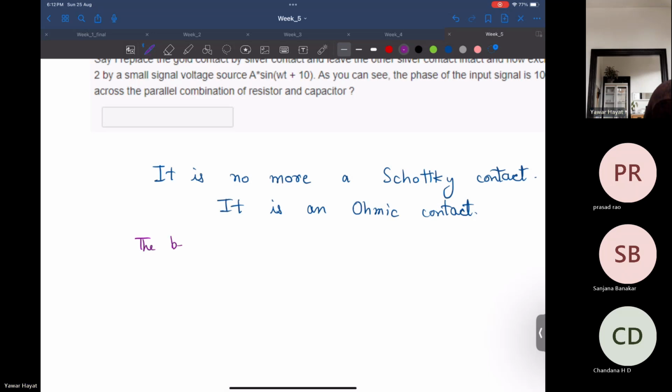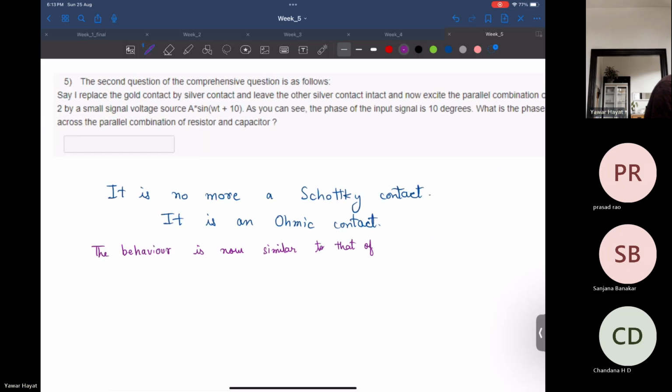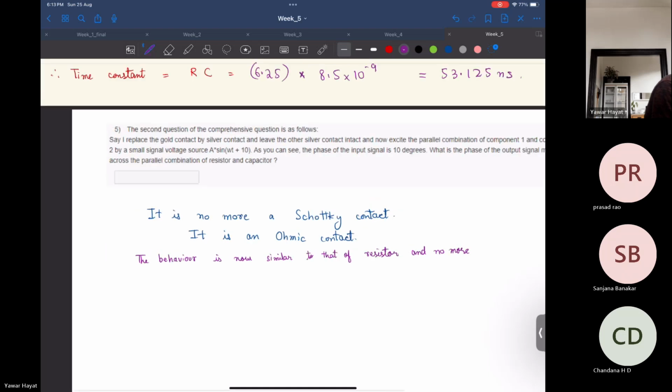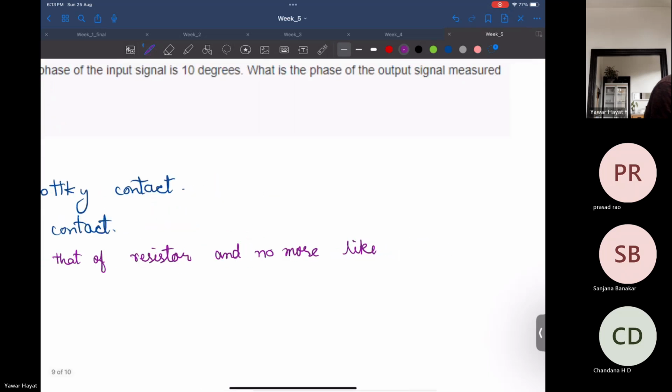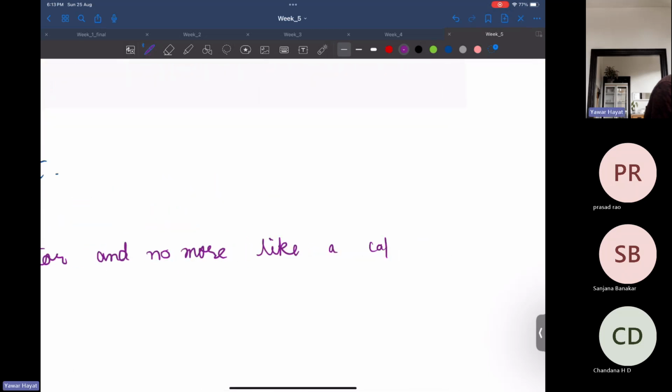So I'll write the behavior is now similar to that of a resistor and no more like a capacitor.